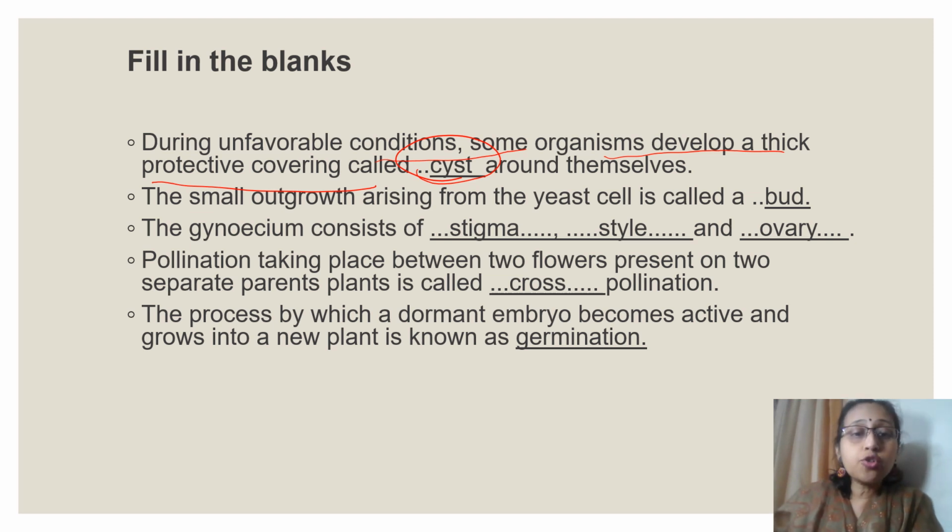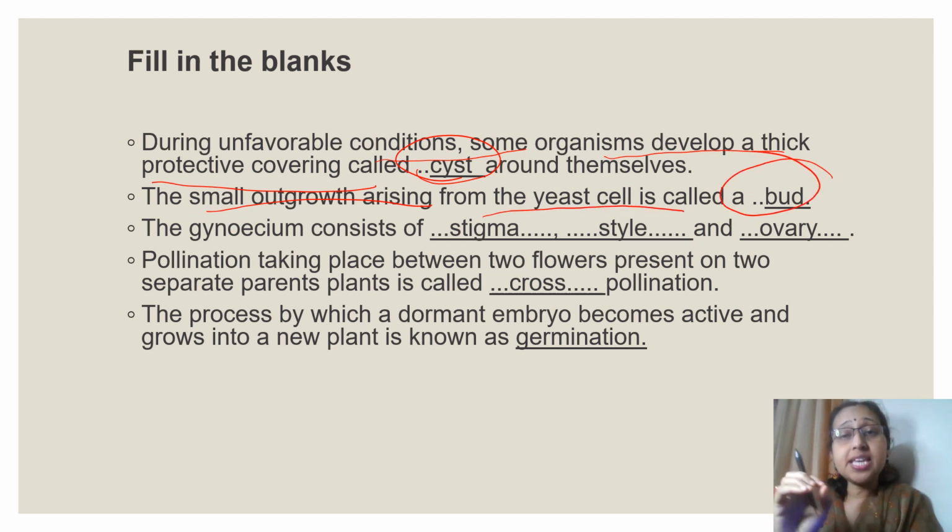The small outgrowth arising from the yeast cell is called a bud. So you have seen that in the yeast cell a small outgrowth is arising, that is called bud. The gynoecium consists of style, stigma and ovary. So gynoecium is the female reproductive part of a flower. So it consists of the style, stigma and ovary.